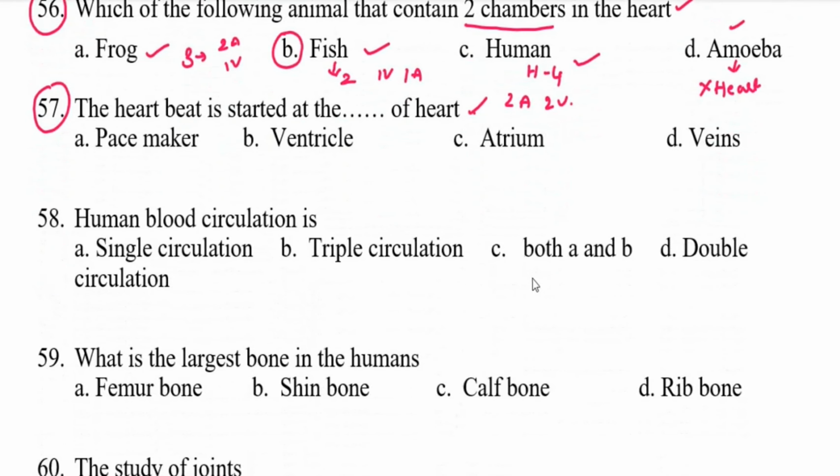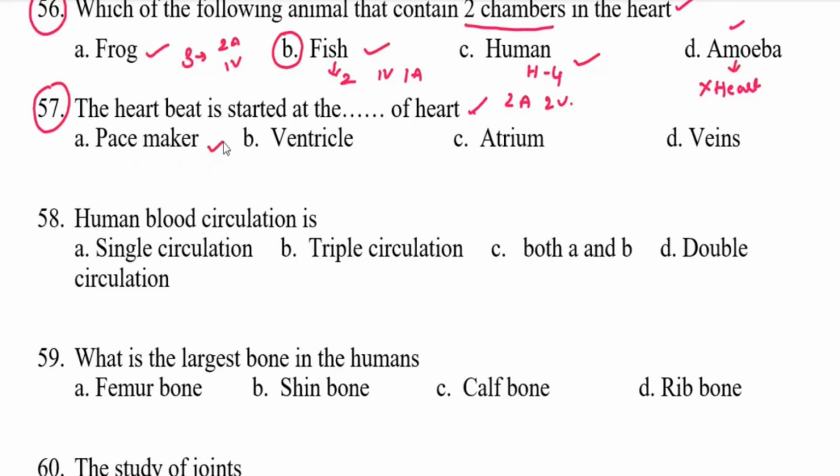Our heart can beat and produces a sound, lub and dub. For the generation of sound, at some position in the heart there must be a starting point. So what is the start point where the heartbeat is located? That is the question.